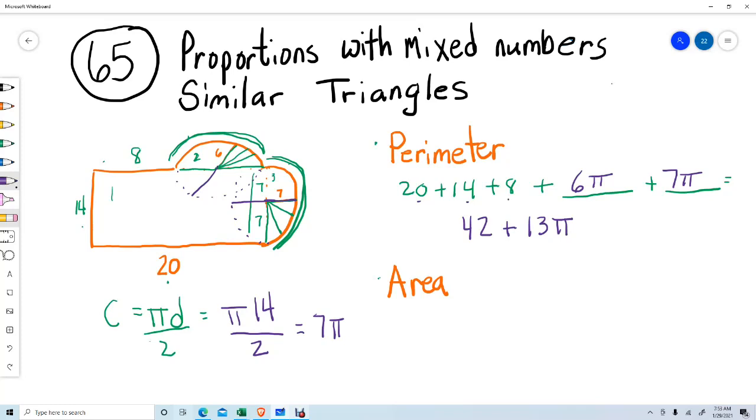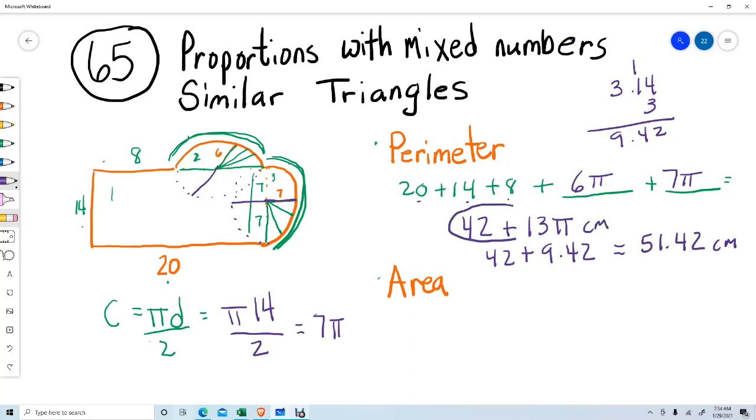If you choose to multiply 13 by the value of pi, which is 3.14, you can do that. And that gives you 40.82. Now it's just a standalone number, and you can add those together. What is that? I think that's 82.82. Let's say that's centimeters, all right? You may leave your answer in this form, or you can calculate pi and put it in this form. Either way is fine with me. All right, let's clean this up a little bit.